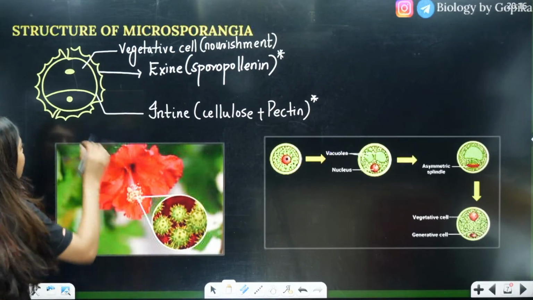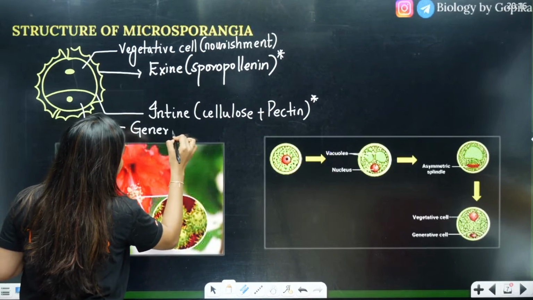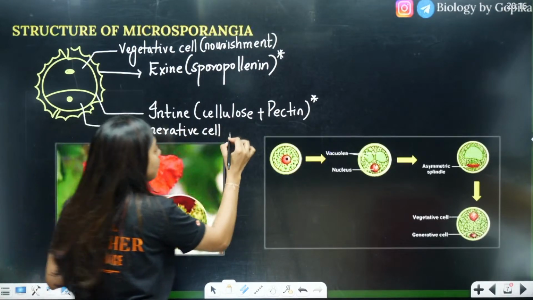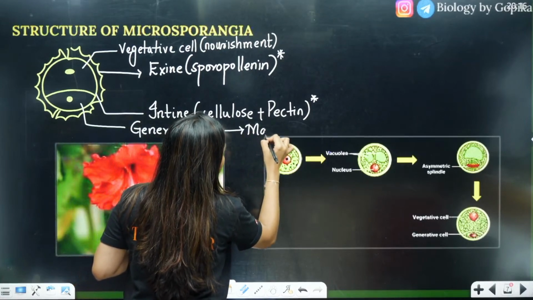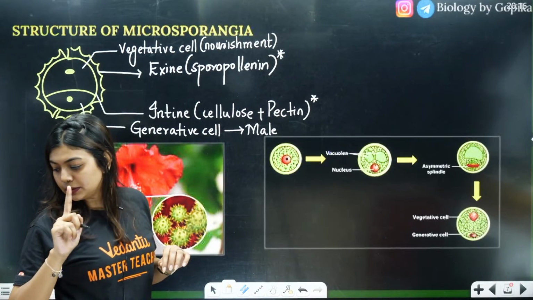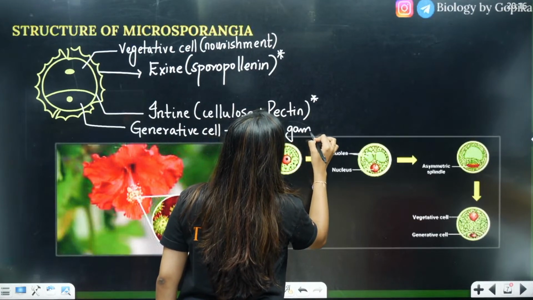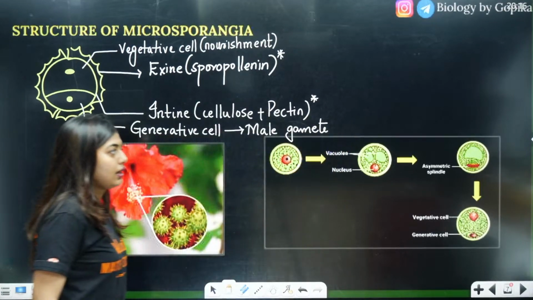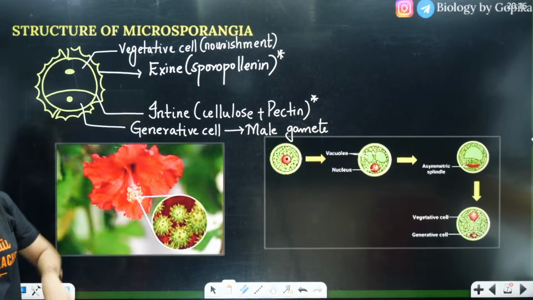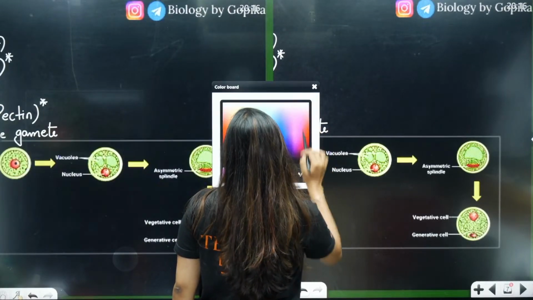Okay, male gamete. Now this Kuti cell is going to be your generative cell. And in the generative cell, what is going to happen, students? This is going to form the male gamete. So now you tell me, is pollen grain a male gametophyte or a male gamete? All of you tell me this. Is it a male gamete or a male gametophyte? Yes, this is clear. Yes, it's a Kuti cell, no?